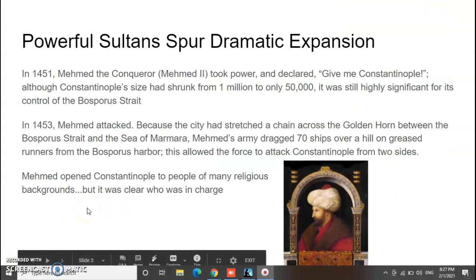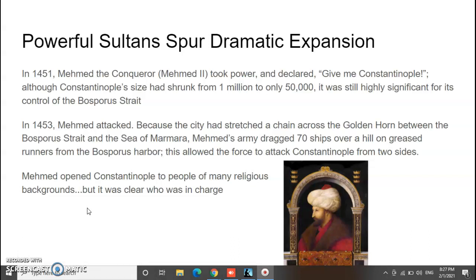Okay, so sometime later on in 1451, so quite a bit later than Osman, but you see the trend continuing, right? This Islamic power is kind of hammering Europe, and they're pushing and pushing. They've been fighting against the Byzantine Empire, pushing it back. And in 1451, Mehmed the Conqueror, also known as Mehmed II, takes power and just forcefully declares, "Give me Constantinople."